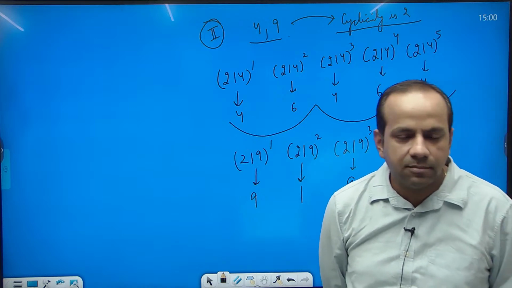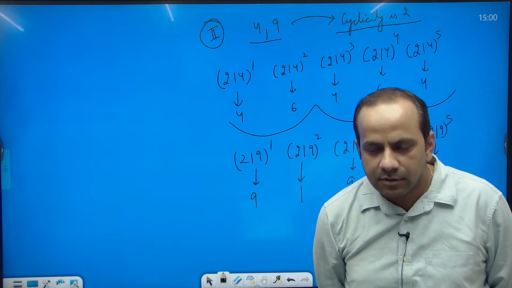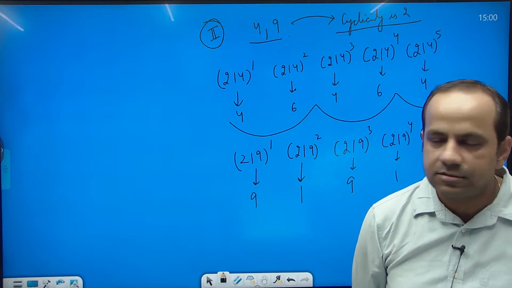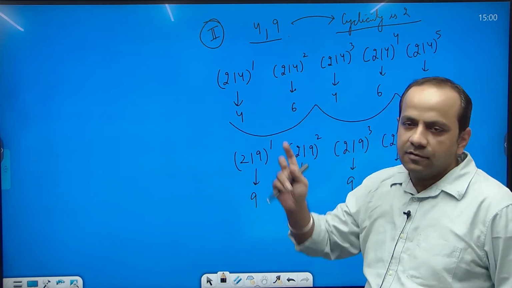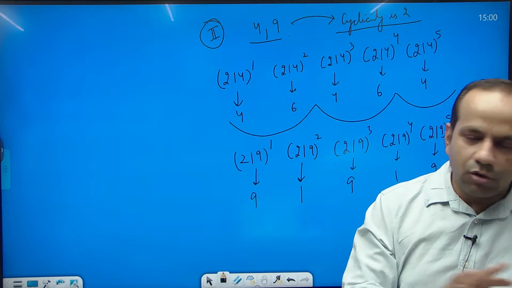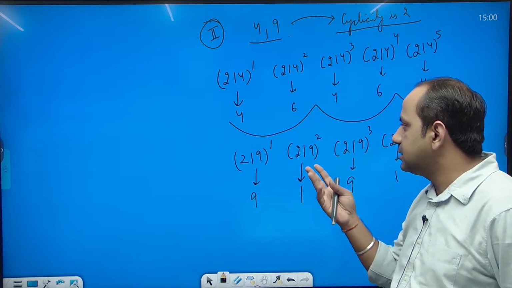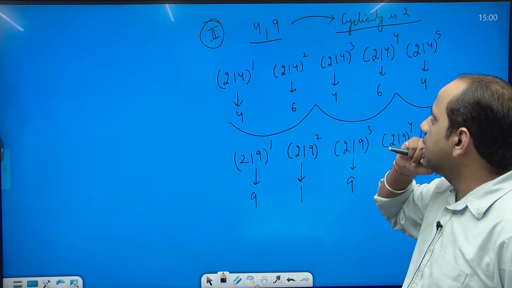फर्स्ट कैटेगरी कौन से नंबर थे? 0, 1, 5 and 6. सेकेंड कैटेगरी, फर्स्ट कैटेगरी no change will be there, it will remain as it is. But in case of 4 and 9, cyclicity is 2.